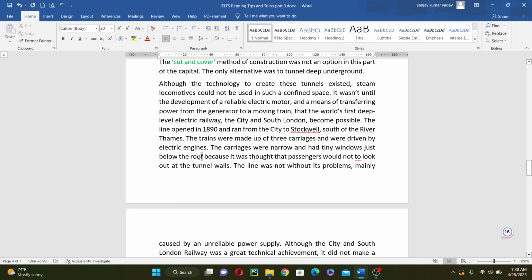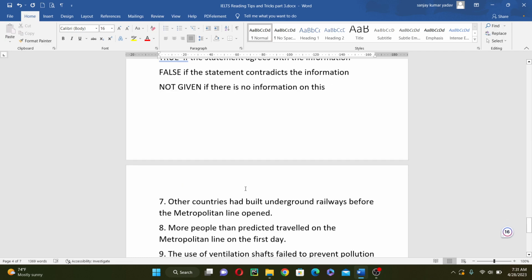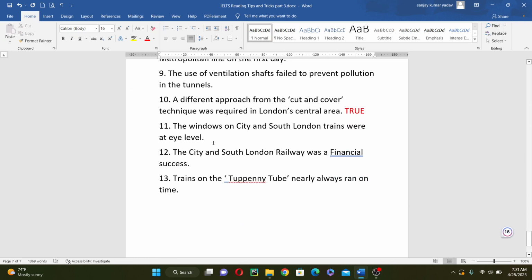It's not talking about the passenger's size. It's talking about the roof, just below the roof, because it was thought that the passengers would not want to look out at the tunnel wall. So definitely the answer will be false. Why? Because it is just below the roof, not below the passengers' eye level. So what would be the answer? F A L S E. Yeah, the answer will be false.